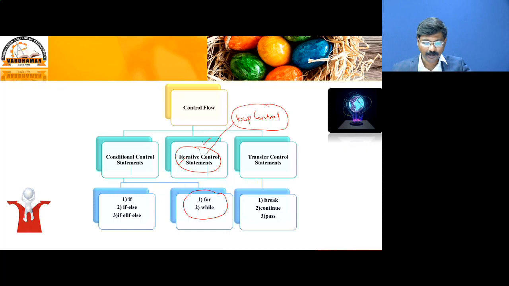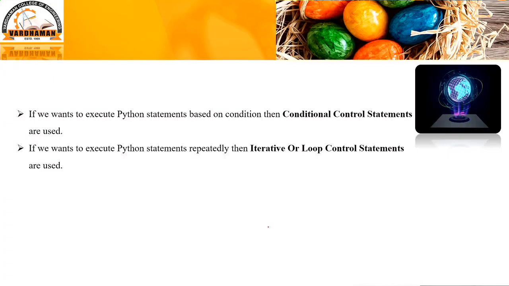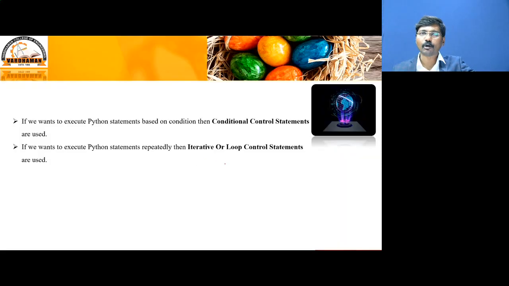In that case, we have two flavors in iterative control statements. One is for loop and the other one is while loop. We will start our discussion talking about while loop. While and for, both of them are iterative control statements. We use them to execute a block of statements iteratively for n number of times.